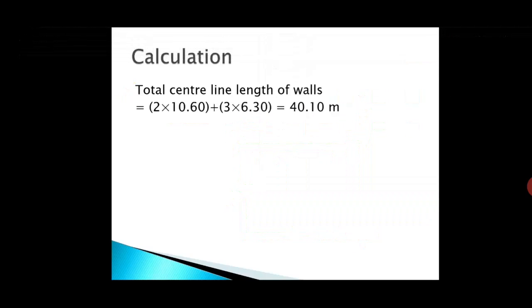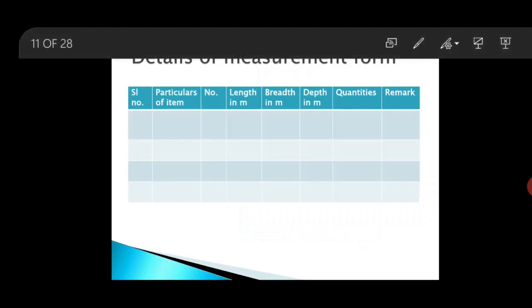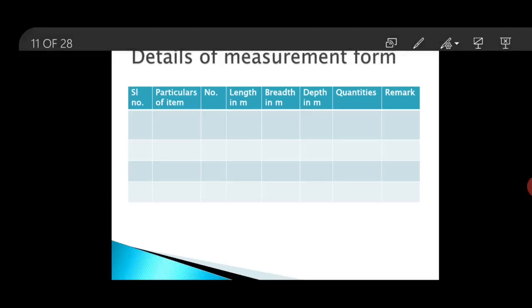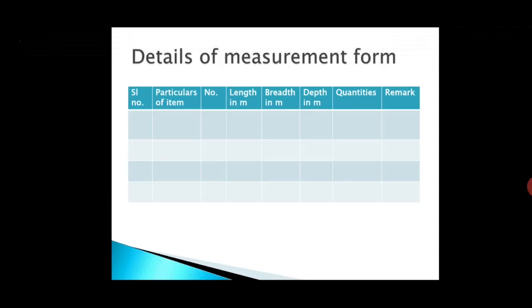Then after calculation of the total center line length, we will move to the details of measurement form. This details of measurement form is similar to that of your long wall and short wall. The first is serial number, second is particulars of item, third is number, then length, breadth, depth, quantities and remark. This also you have to prepare in your Excel sheet. Now I will show you the Excel sheet where you have to calculate the quantities of each individual item.